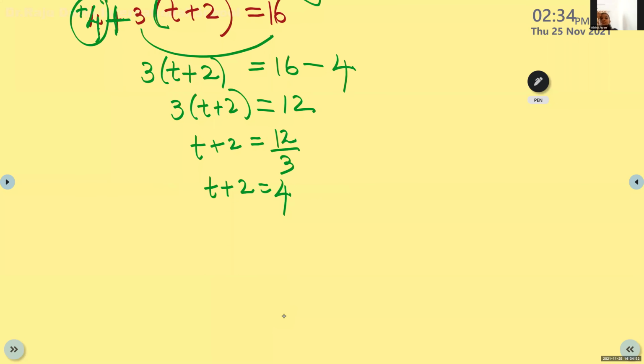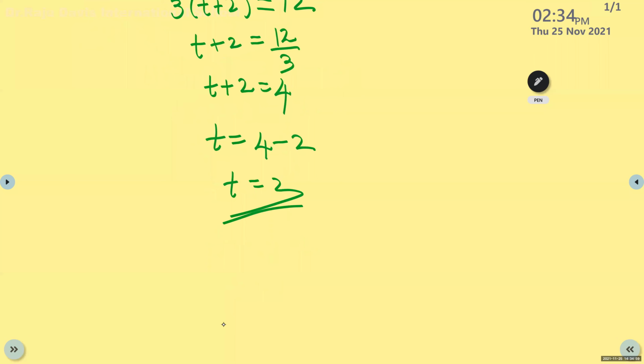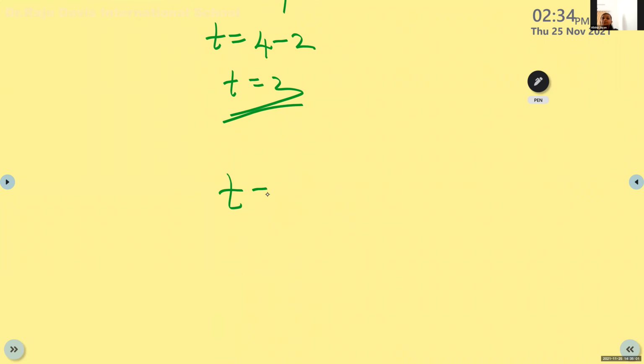4 minus 2. So t is equal to 4 minus 2. T is equal to 2. Answer. Not 3. T is equal to 2. Okay. You will get the answer as T is equal to 2.